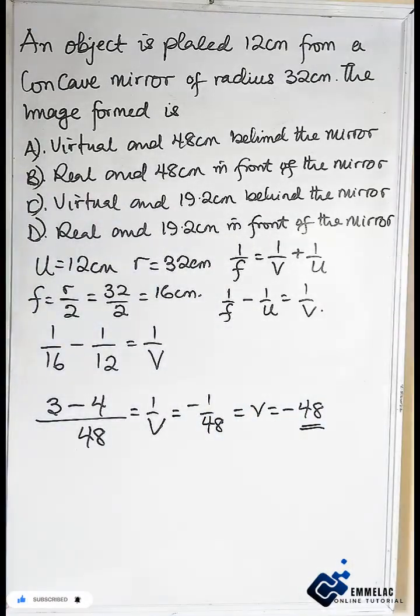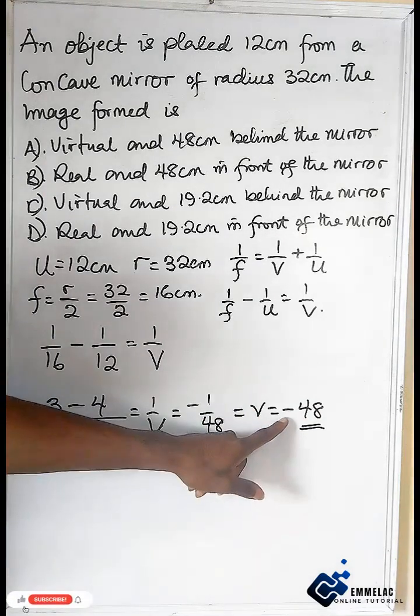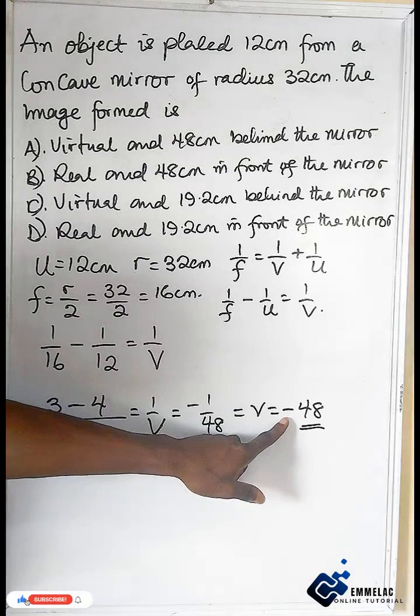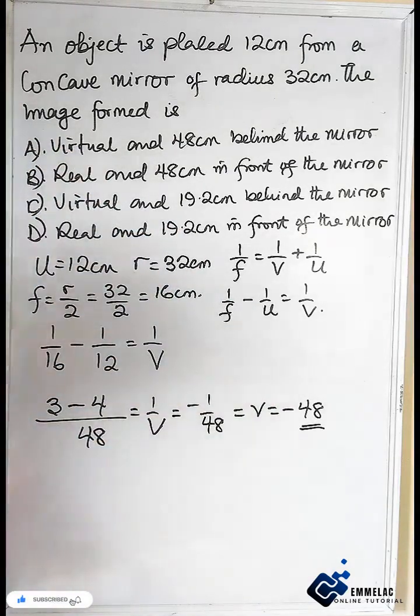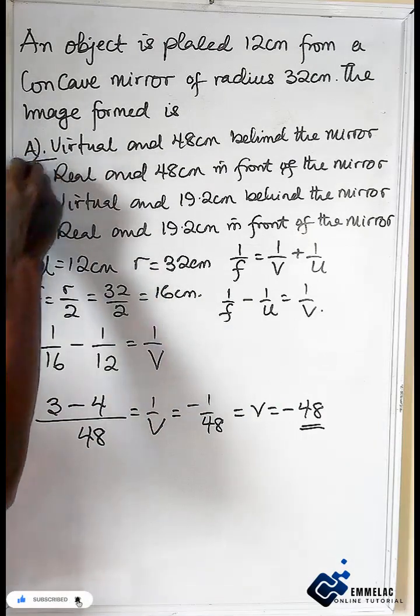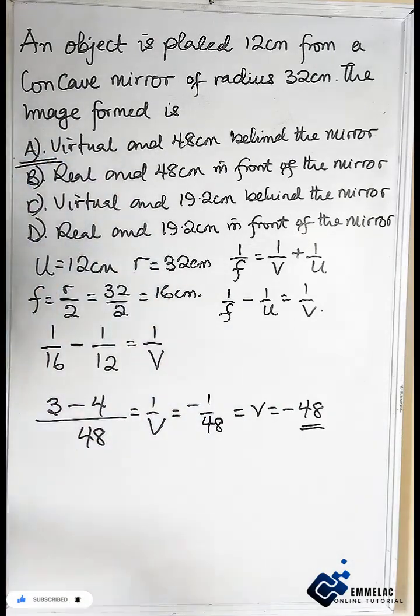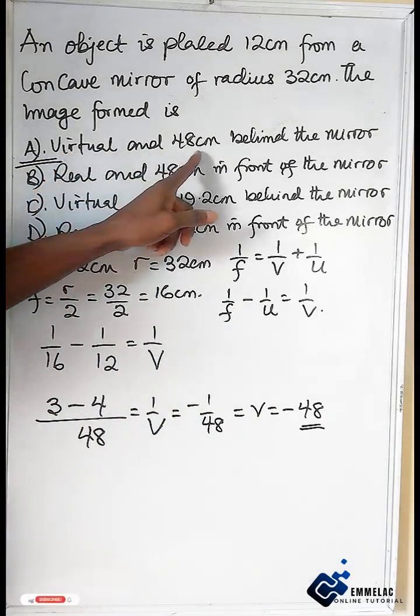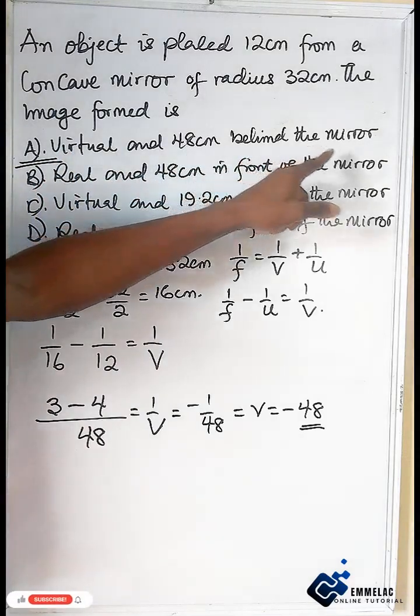Okay, now to this end here we see that it is negative, since it is negative meaning it is what, virtual. Okay, and so A is the right answer, which means virtual and 48 centimeters behind the mirror.